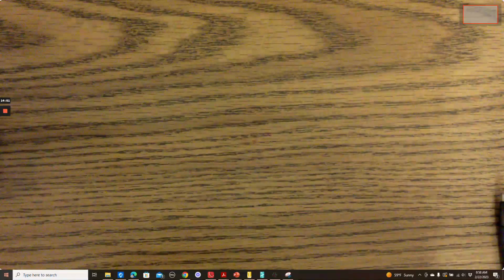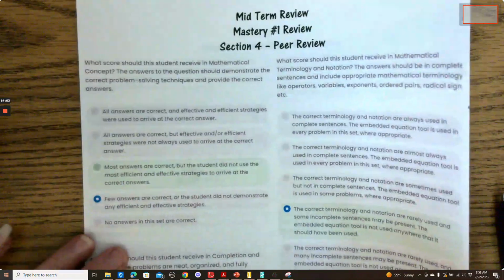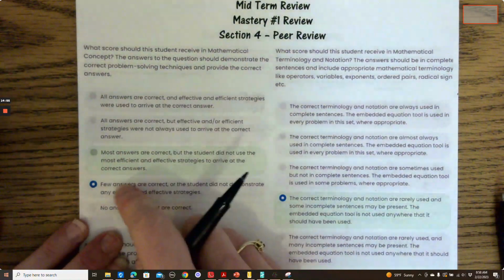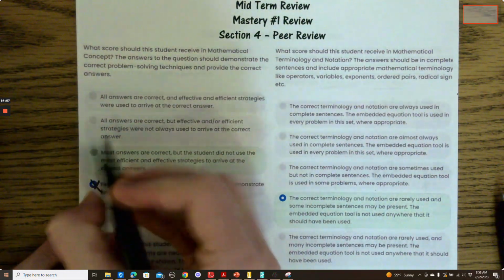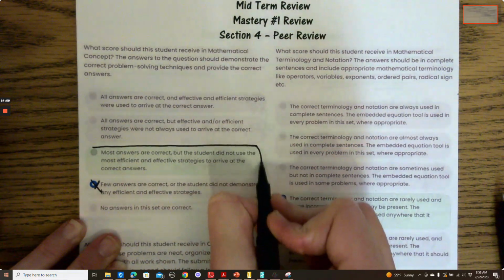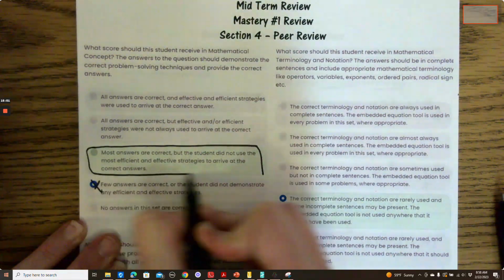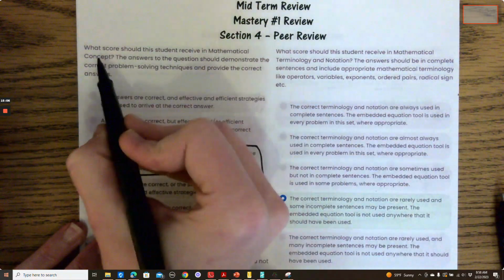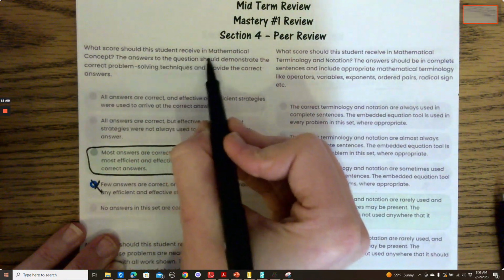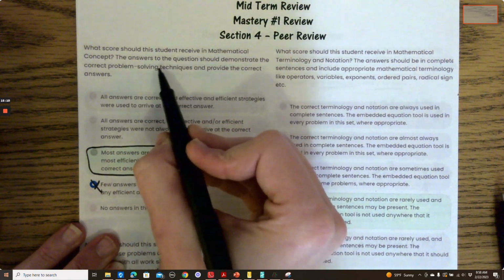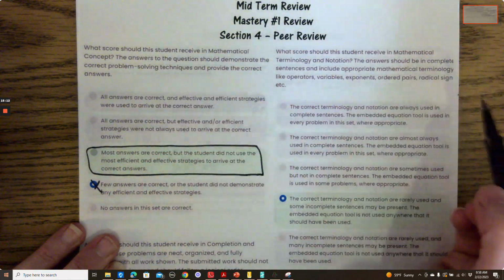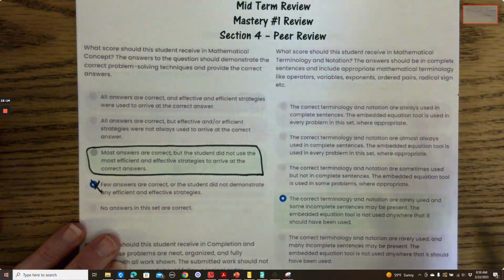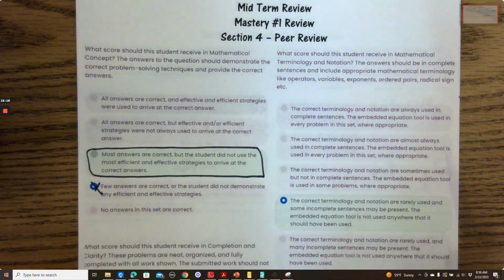And then finally, these are probably the hardest questions, these peer reviews, so just to kind of help give you some hints. So we're going to start with the answer. The answer for this one is most answers are correct, but the student did not use the most efficient and effective strategies to arrive at the correct answers. So what score should this student receive in mathematical concept? The answers to the question should demonstrate the correct problem solving techniques and provide the correct answers.